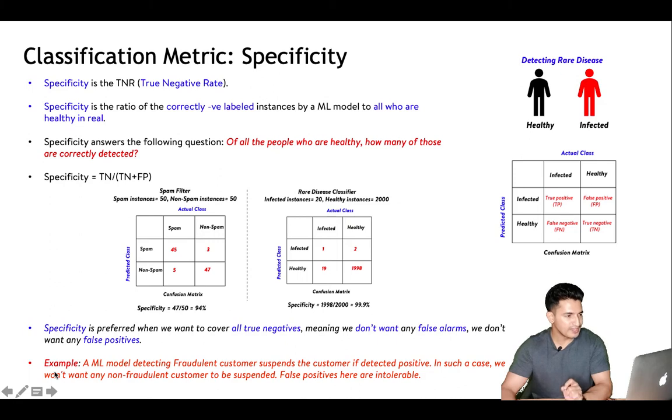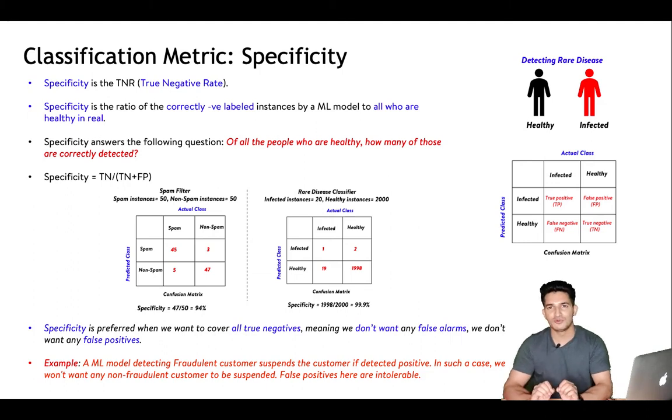An example where specificity is the most critical metric is, suppose a ML model detects fraudulent customers and suspends the customer if detected positive. In such a case, we won't want any non-fraudulent customer, that is any innocent customer, to be suspended. So we will want all the innocent customers to be detected as innocent, so all the true negatives to be detected as true negatives. There we want a high true negative rate, high specificity.